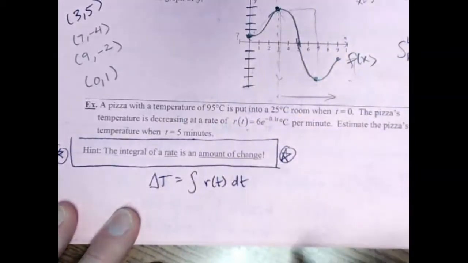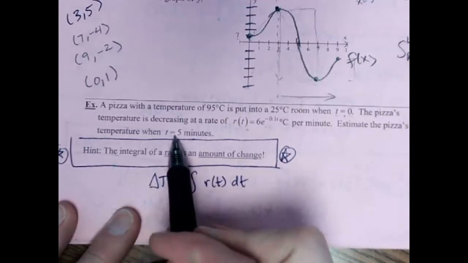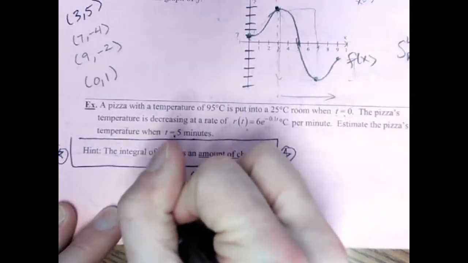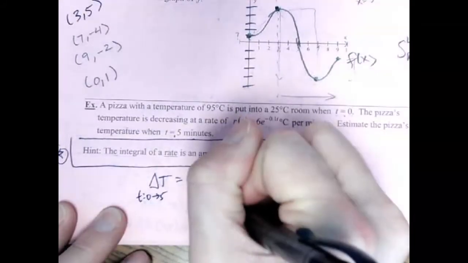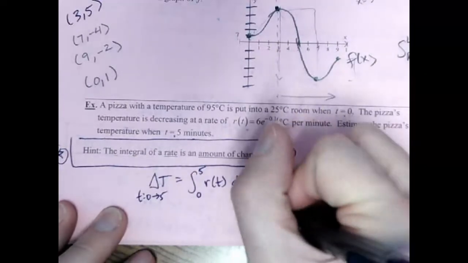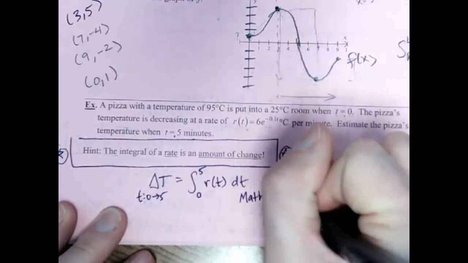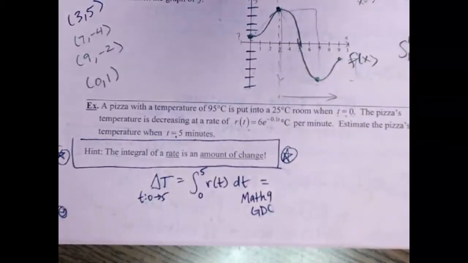And specifically, we know the temperature at time equals 0, and then we want to know the temperature at time equals 5. So I need to know the change between 0 and 5, which means I'm going to have to integrate from 0 to 5. And then here, we can just math 9 it, right? We're going to math 9 with our graphing data calculator. And then we could just get the value for this integral.